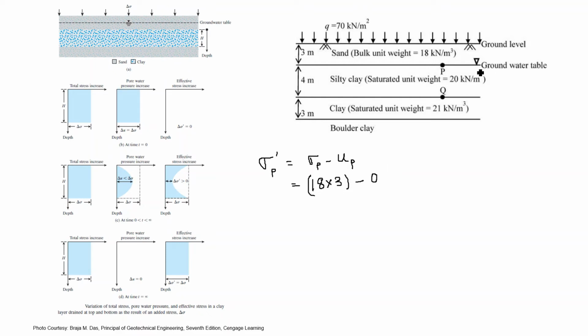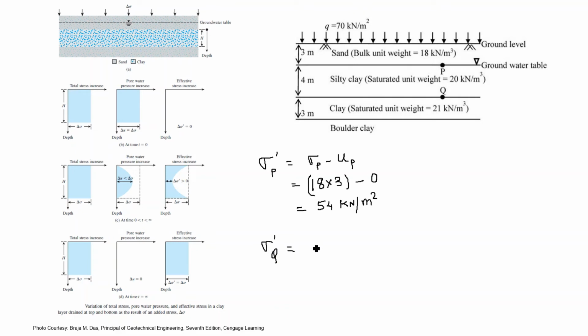So we know at the groundwater table, this is called phreatic line, and it is subjected to atmospheric pressure. So always remember, at groundwater table the pore water pressure is 0. So the effective stress becomes 18 into 3, that is 54 kilonewton per meter square. Now we need to find the effective stress at point Q, sigma dash at Q.